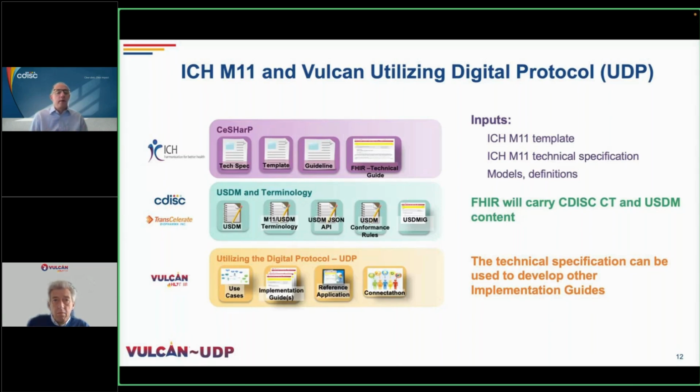So within this model, again, we have the model itself, the terminology, which includes both the M11 and the standard USDM terminology, the API, and then also we're in the process of making sure we have conformance that goes along with that model. So with every model that we produce, we need to have conformance, executable rules that check the information that gets carried. And then surrounding all that is our ability to be supported by the Vulcan initiatives.